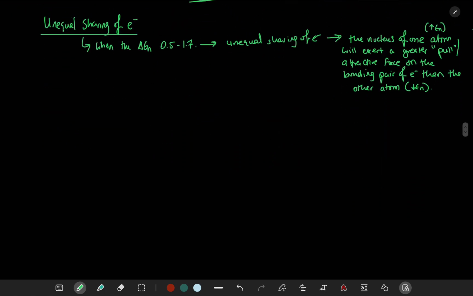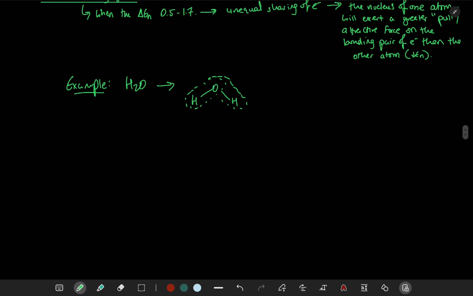Let's look at a common example. Let's look at water, good old-fashioned water, H2O. So let's just split that out. It'd be hydrogen, oxygen, hydrogen. In this case, we have two covalent bonds, and they're identical covalent bonds. They're oxygen-hydrogen covalent bonds. So let's look at one of those bonds and what's going on in it.